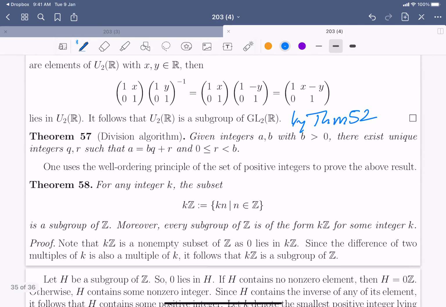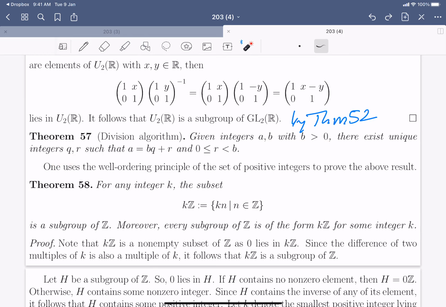Okay, so here is an interesting result that we will only state but we will not prove. This is known as the division algorithm. This is something we are familiar with in some form or the other, which says that given two integers a and b, where b is positive, then there exist quotient and remainder. Okay, they are unique. Let me read the statement.